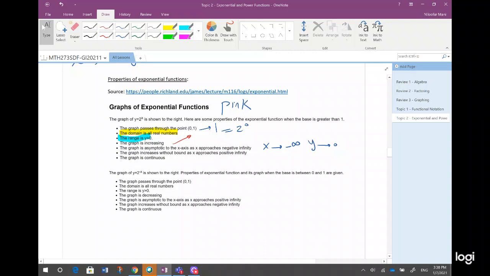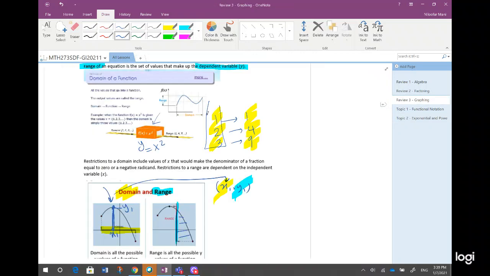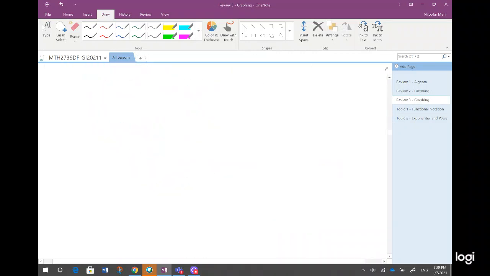Okay, so the graph increases without bound as x approaches positive infinity. Yes, as x goes to positive infinity, y is going up and up and up. Infinity as well. Okay, the graph is continuous. Again, we don't go into details at all, but continuous means there is no discontinuity here. So the function is continuous. All the points are connected. For example, if I want to show you something which is not connected and not continuous, I have to talk about graphing.